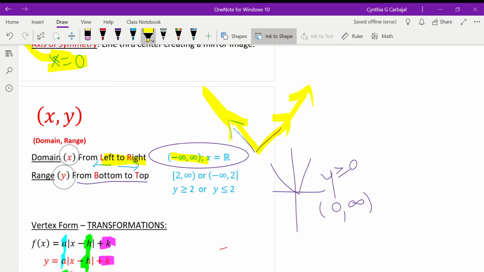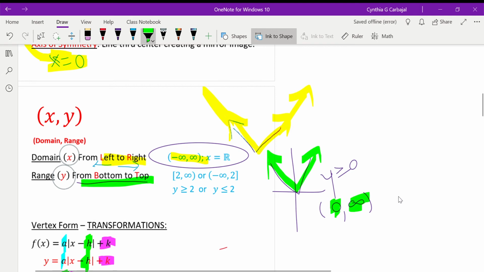Now the range, we know range is bottom to top. Bottom to top. So if you look at our parent function, it starts right at the origin or the 0, 0. So my range, when I go to the bottom, starts at 0. And then again, it's going up forever and ever. So that's infinity. So my range, for the parent function, is 0 to infinity. They can also write it like this. y is greater than or equal to 0, because it's going up. All right.